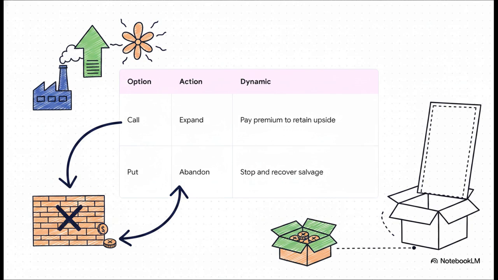But, well, what if things go south? That's where the put option comes in. Management has the right to abandon. You can stop the bleeding, halt the project, and maybe recover some salvage value. It creates a strictly bounded downside. You literally only lose what you've put in so far. But your upside, that remains totally open.